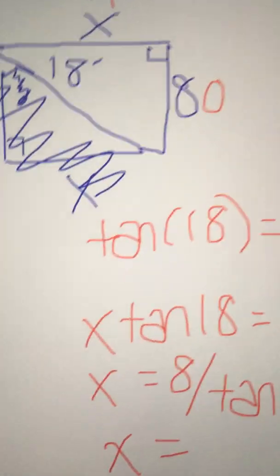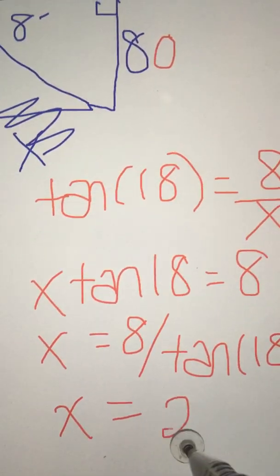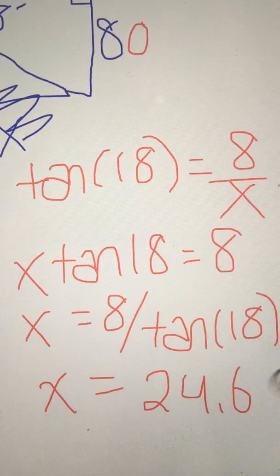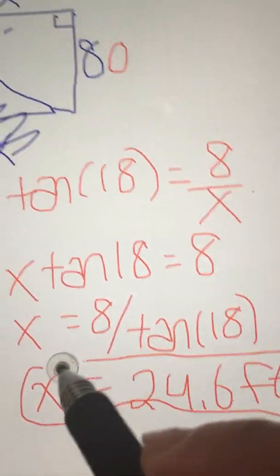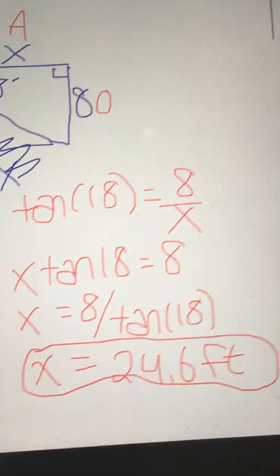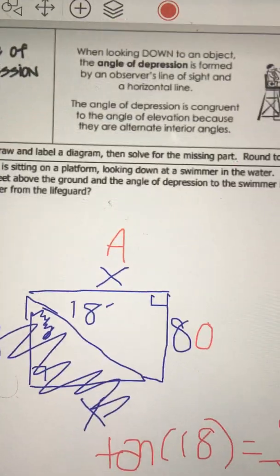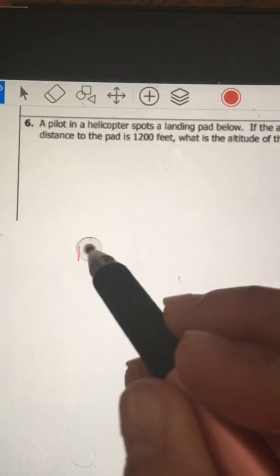giving us 24.6 feet. So that's how far away they are. Usually you'll see a lot of these involve tangent because it's very rare that you actually need that diagonal line for something. Okay, now we have a pilot and a helicopter, so I'm going to put like an H.